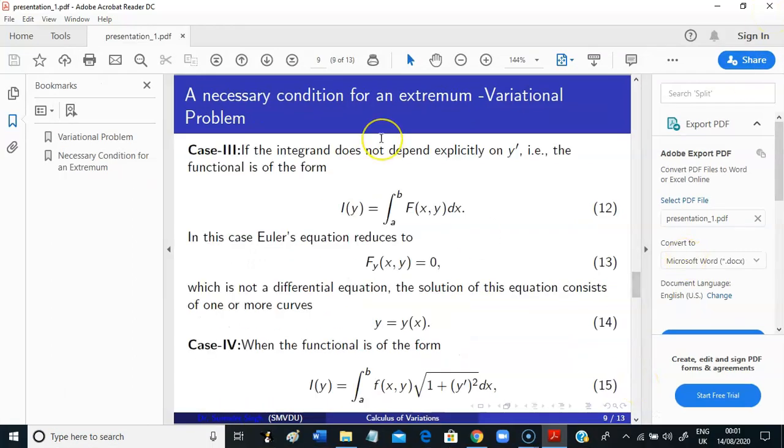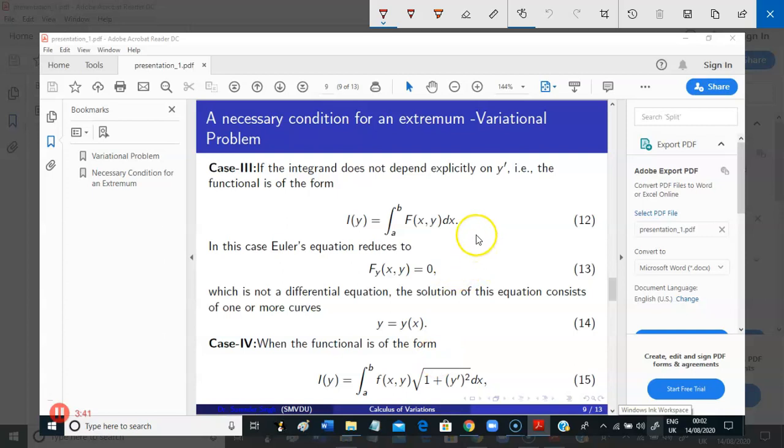Now case 3 is when in capital F here, y' is not appearing explicitly.